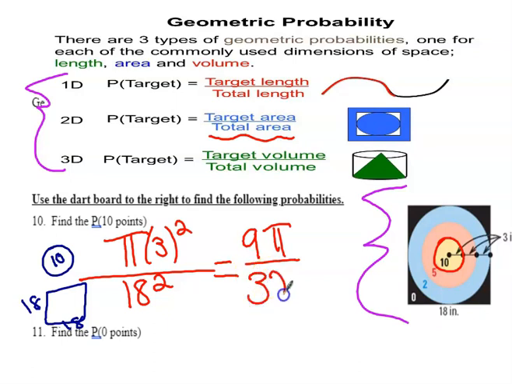That's 324. And if it was a decimal, then you could go further and figure out 9 pi and then divide that by 324. You get 0.087. So there's like a 9% chance of hitting the target in the 10-point area. Okay, now let's figure out what the probability is of getting 0 points, so getting into that outside of the target.